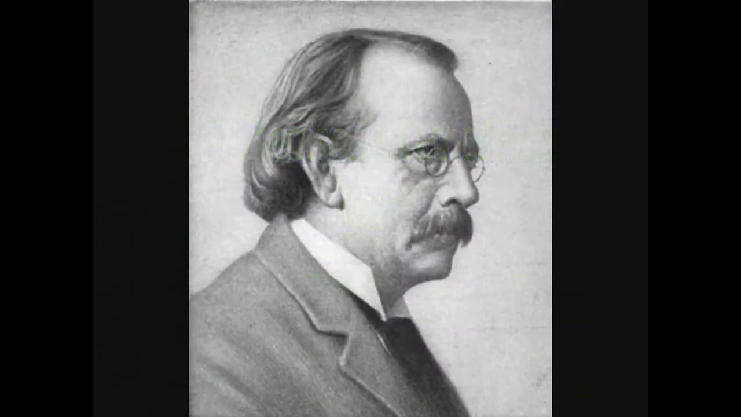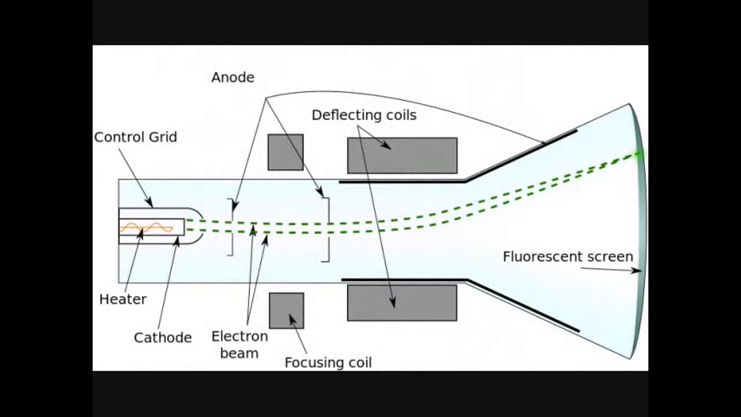J.J. Thomson was a British physicist who was very interested in cathode rays. He wanted to know what they were, what they were made of, and if they had a mass or a charge. In 1897, he did some really important research using cathode ray tubes. Through this research, he was able to conclude that cathode rays are composed of negatively charged particles.